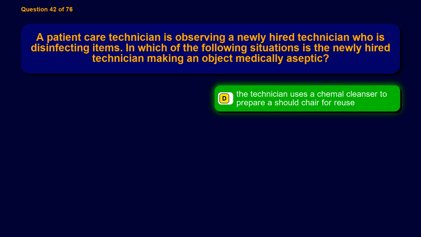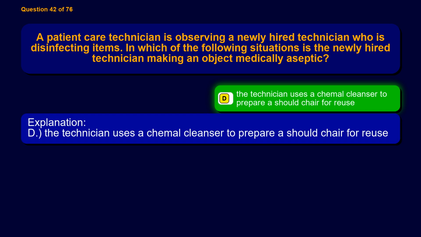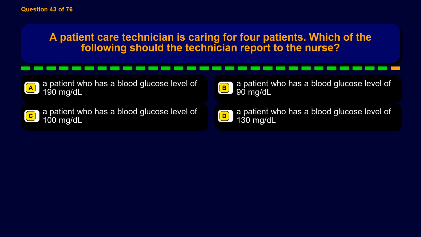The correct answer is option D. The technician uses a chemical cleanser to prepare a shower chair for reuse. D. The technician uses a chemical cleanser to prepare a shower chair for reuse. Question 43. A patient care technician is caring for 4 patients.